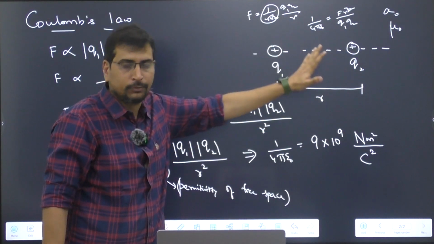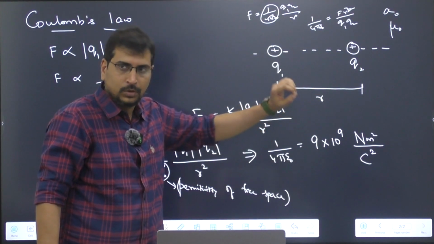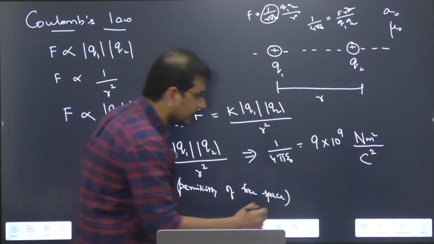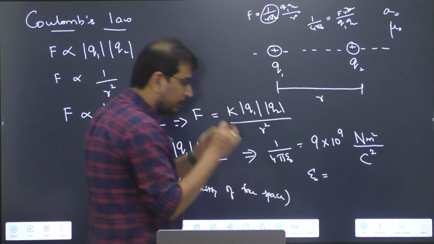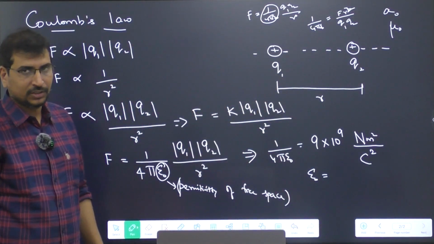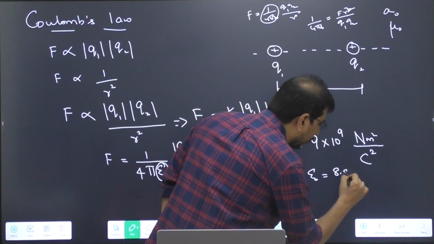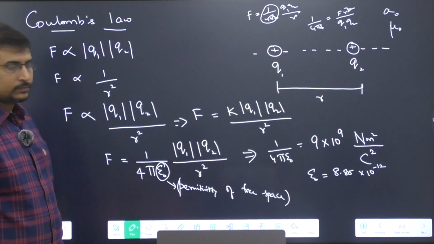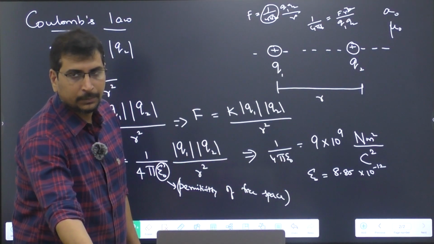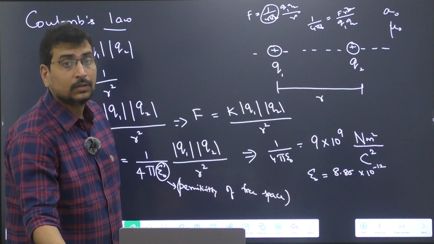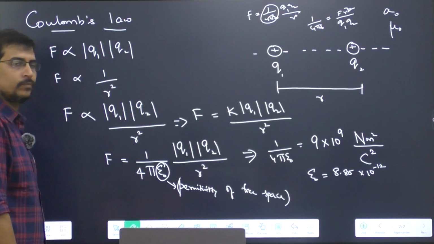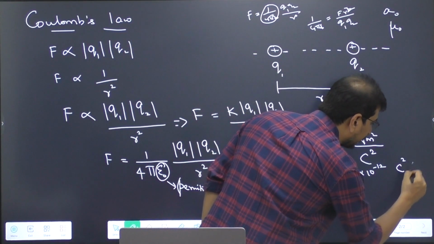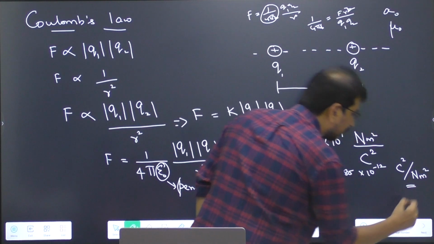Where is this calculated? It is calculated from the speed of light. That value we need not worry about, how it has come. This is 9 into 10 power 9 Newton meter square per Coulomb square. And if you calculate the value of epsilon naught alone independently using this expression, you will get it as 8.85 into 10 power minus 12. Can you tell me the units? It will not be the same. It will be reciprocal. So it will be Coulomb square per Newton meter square.